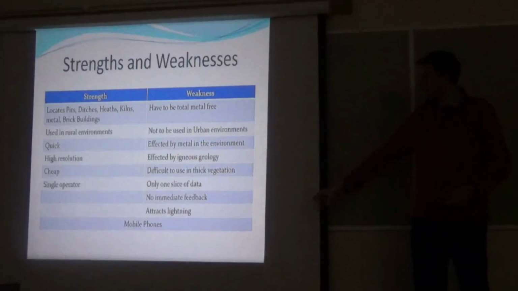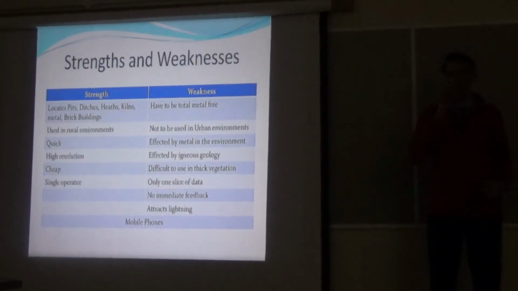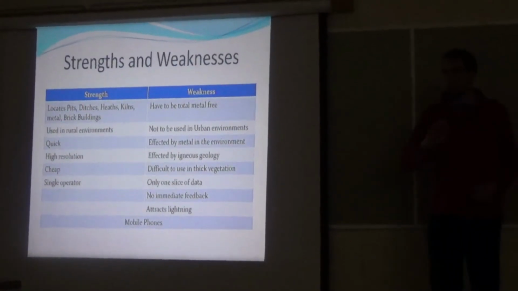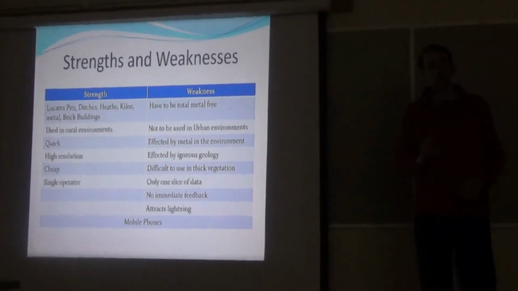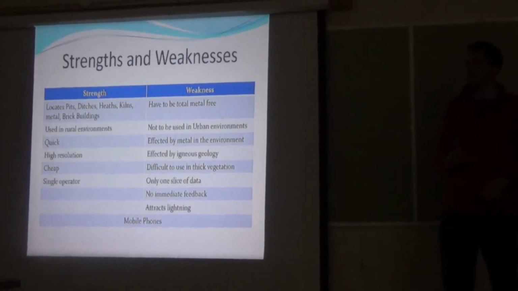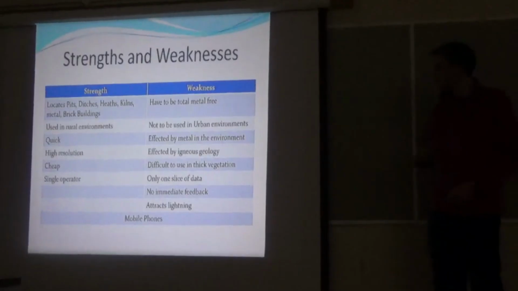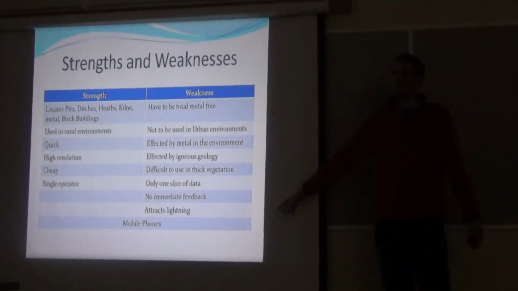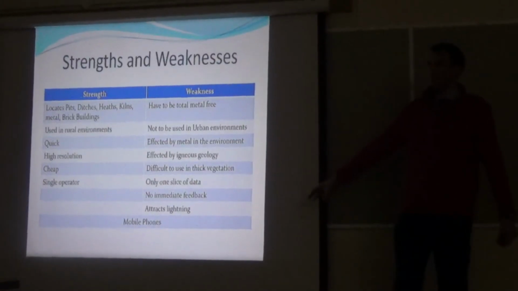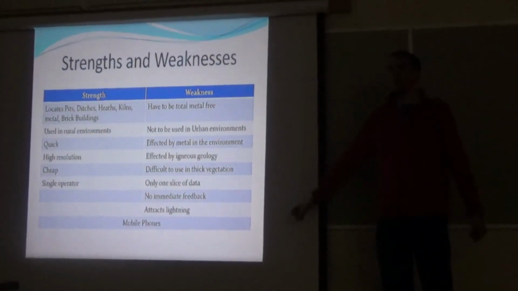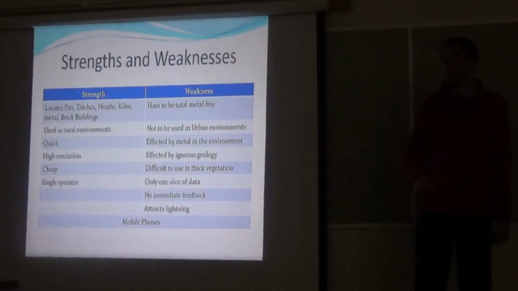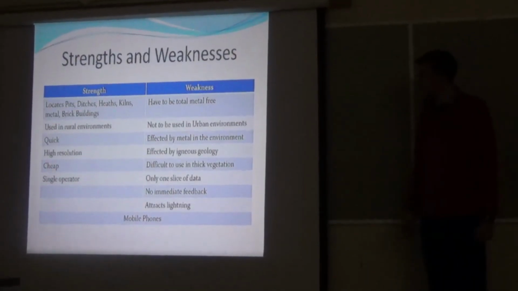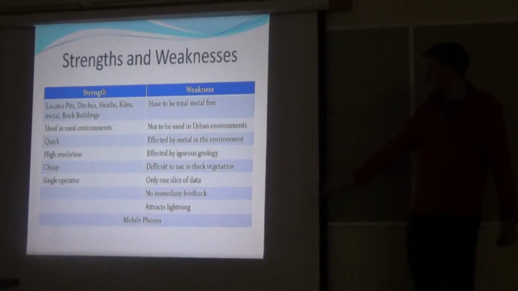There's no immediate feedback, so you get flicking numbers going past, which you won't be able to see because they flick past really quickly, so you have to post-process that data. It also attracts lightning, which is a slight health and safety problem. The protocol for it is put down the magnetometer and run away, because it is quite hazardous in that nature.